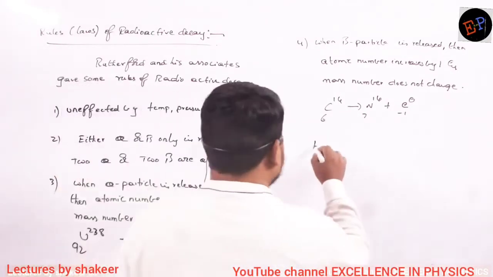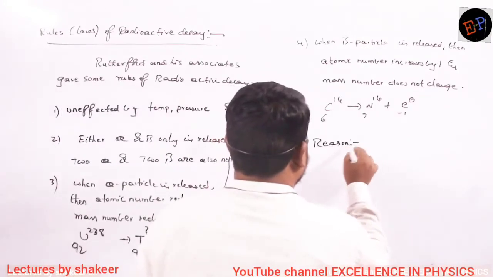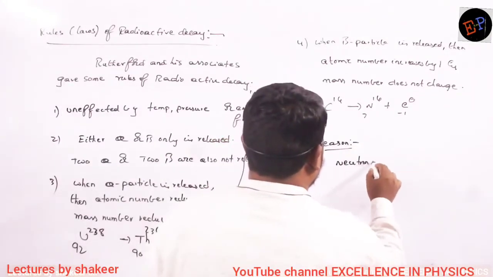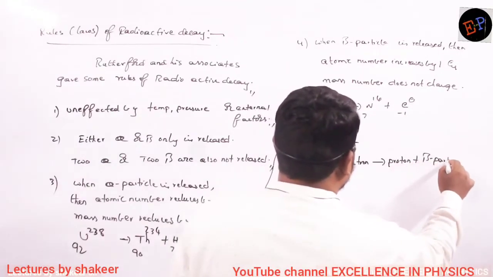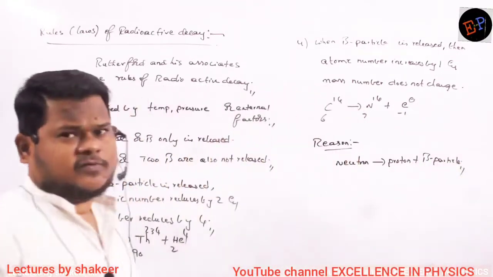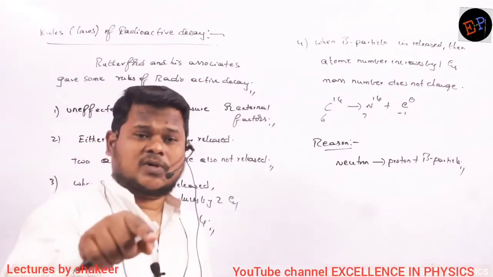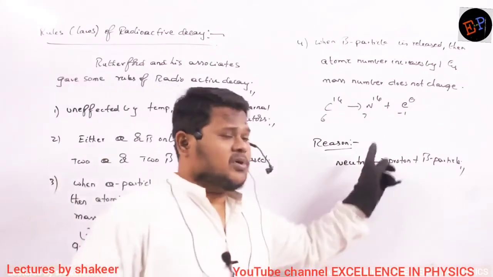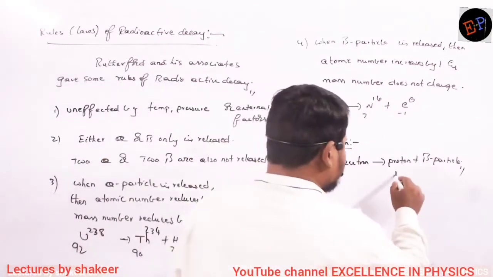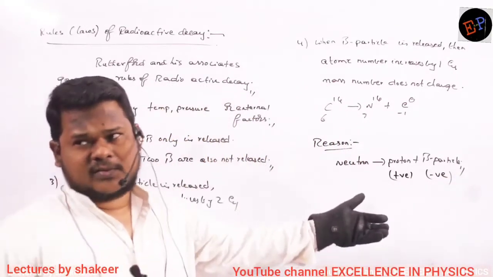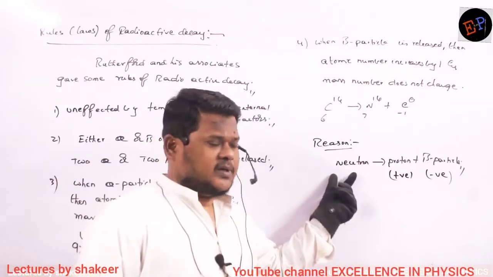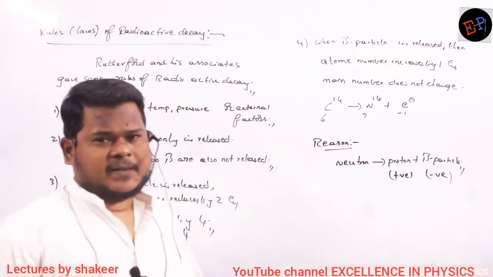What is the reason for this? Here we will write: the reason is that a neutron gets split into a proton plus a beta particle. So out of many neutrons, one neutron splits into a proton and a beta particle. The proton is a positively charged particle and the beta particle is a negatively charged particle. Positive and negative become neutral, no? So therefore the neutron is a neutral particle. It splits into a proton as well as a beta particle.